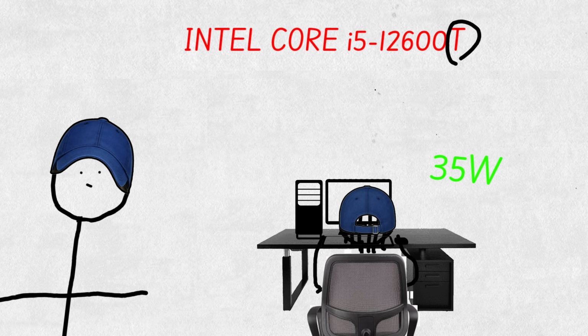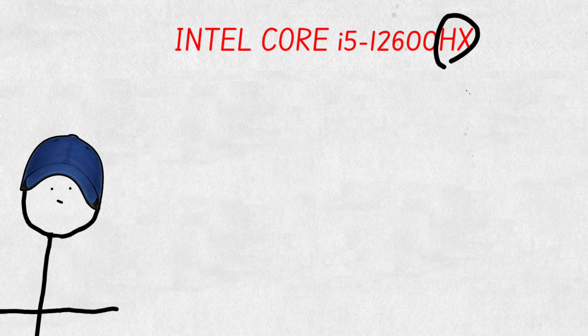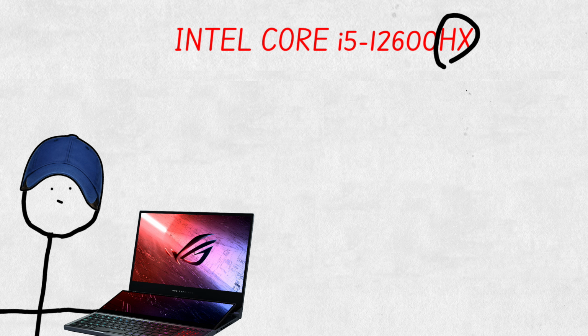T means power optimized desktop. Lower thermal output, built for small form factor systems with minimal cooling. HX is the highest performance mobile class, essentially desktop level chips in large workstation laptops. Read the suffix and you'll know the chip's intended use case immediately.